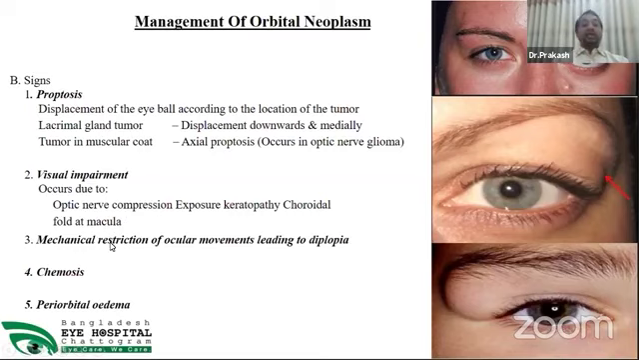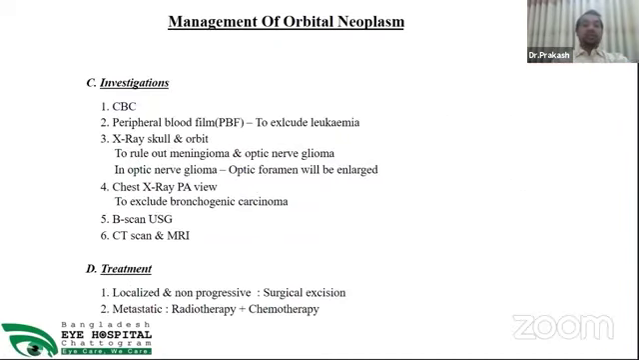And another is mechanical restriction of ocular movement. Why is it mechanical? Because it is not due to involvement of a neurological cause. It is not due to third nerve paralysis, fourth nerve paralysis, or sixth nerve paralysis. Because of the growth, there will be mechanical restriction of eye movements, and that causes diplopia. And another is chemosis, that is edema of the conjunctiva, because of passive venous congestion from the orbital neoplasm. There will be passive venous congestion and periorbital edema. All these things are due to passive venous congestion.